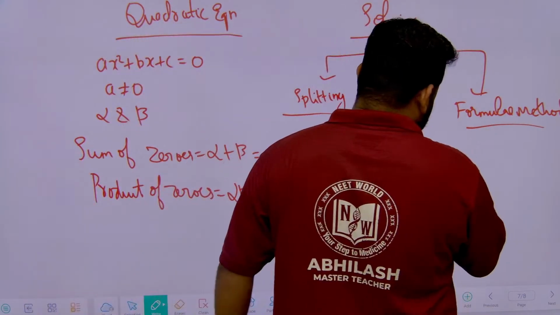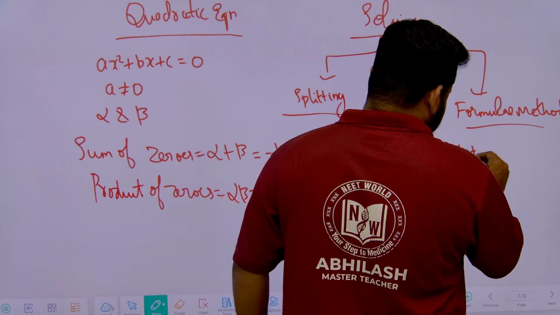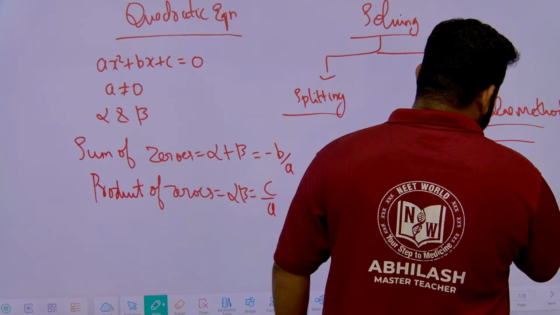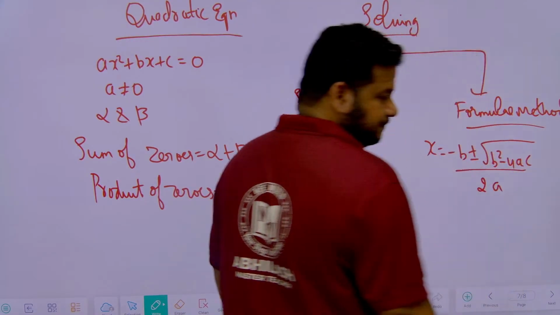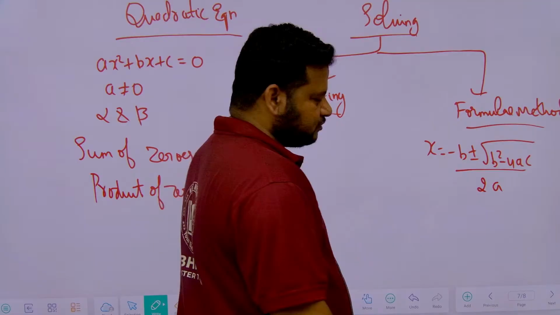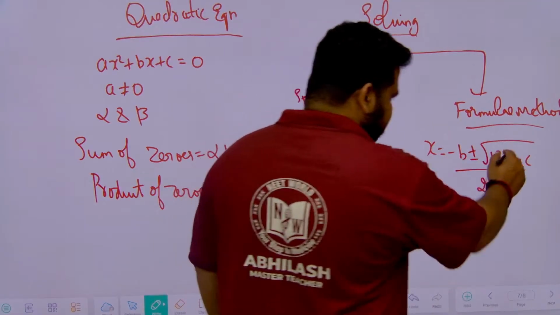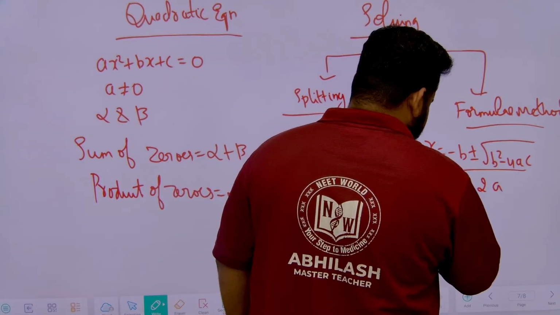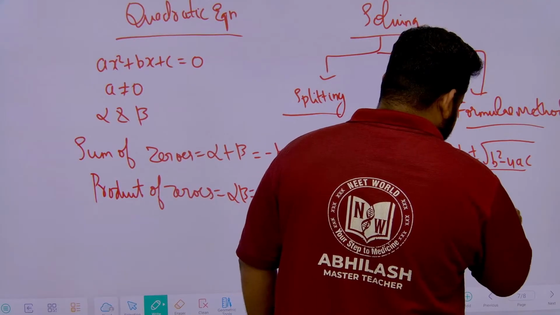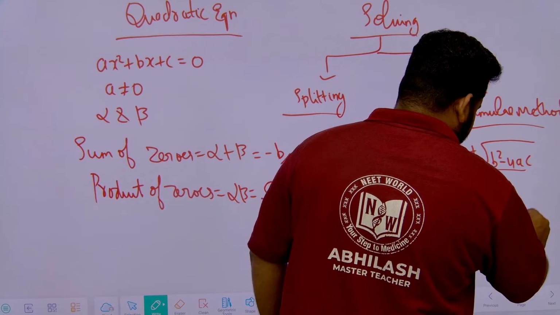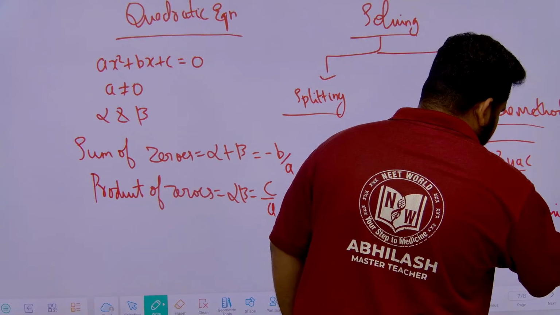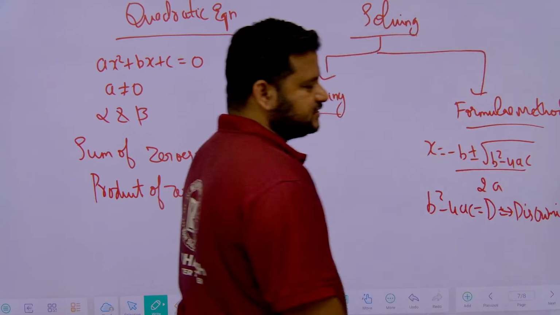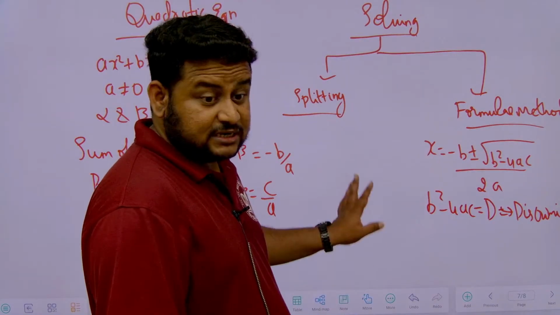What is the formula? x is equal to minus b plus or minus square root of b square minus 4ac, by 2a. Here, inside, b square minus 4ac is called d, that is the discriminant. Clear? This is called the discriminant.